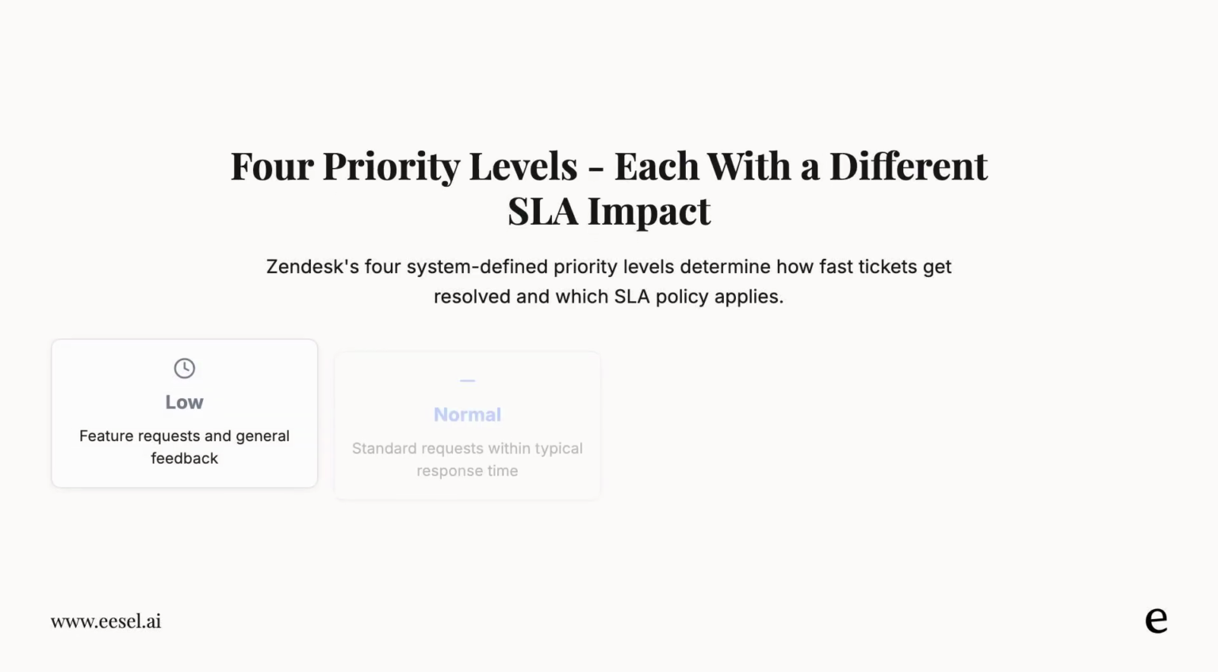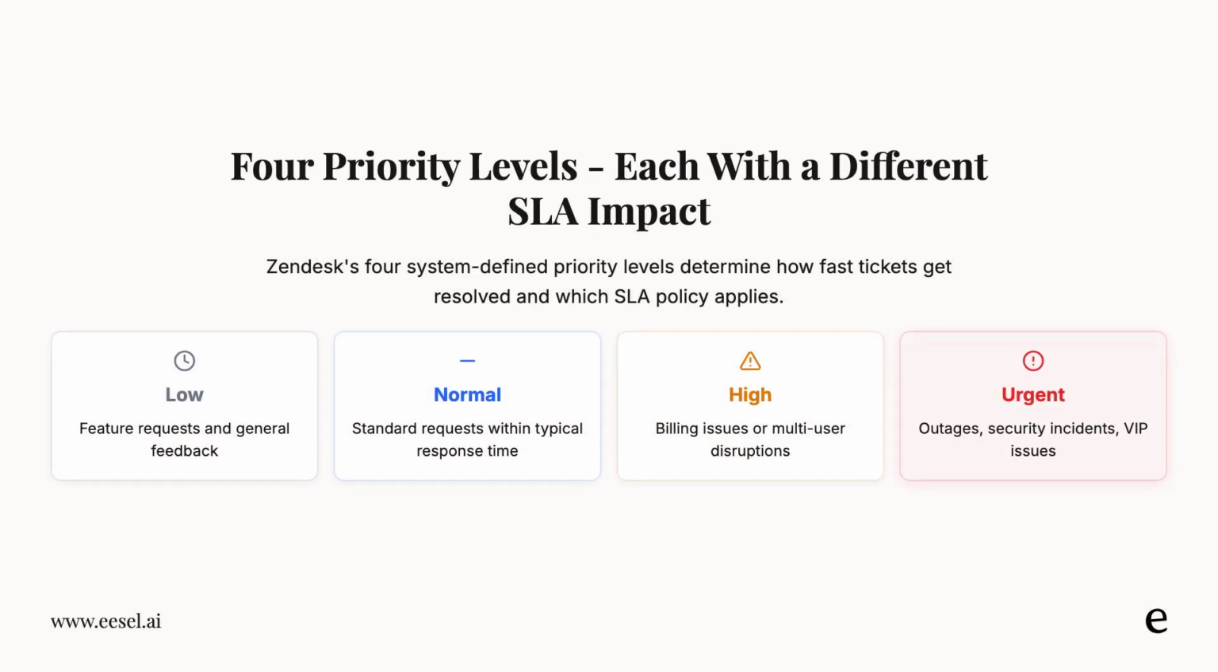Zendesk gives you 4 priority levels: low for feedback and feature requests, normal for standard requests within your typical response window, high for billing problems or service disruptions hitting multiple users, and urgent, reserved for outages, security incidents, or VIP customers in crisis. Each level maps directly to a different SLA target.